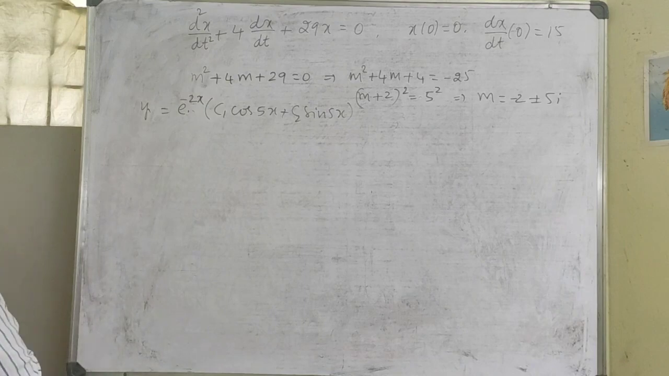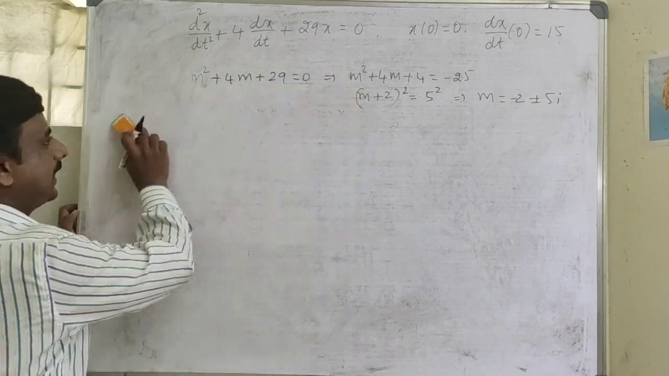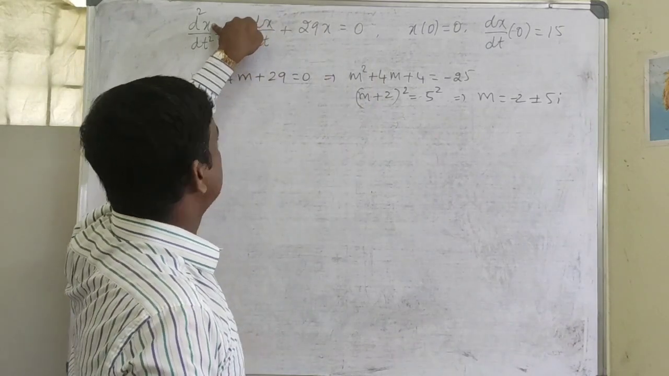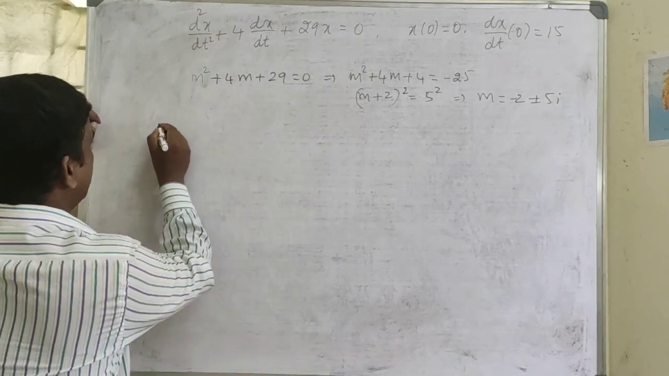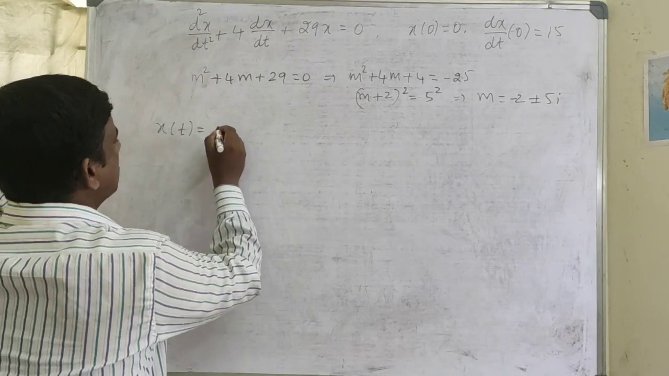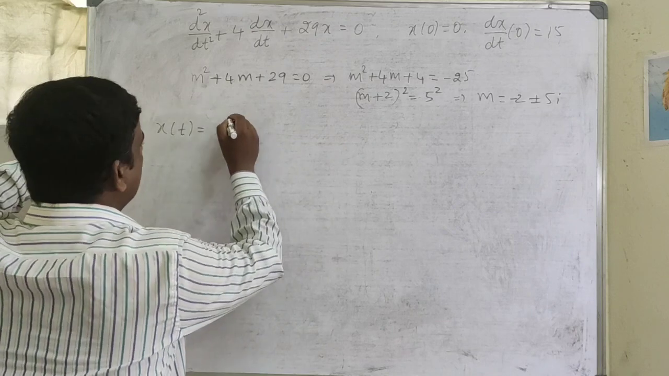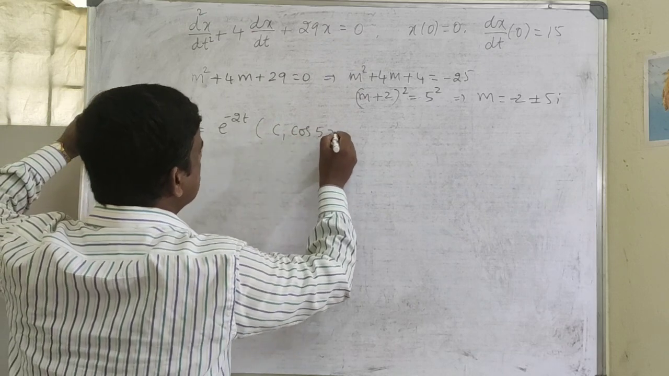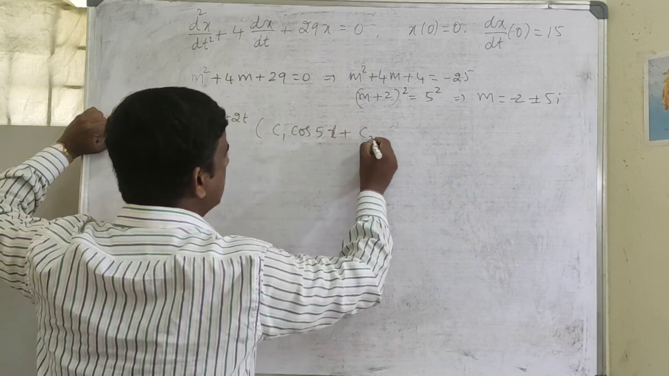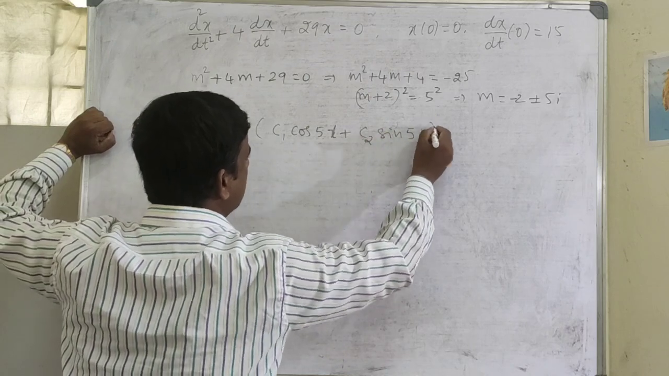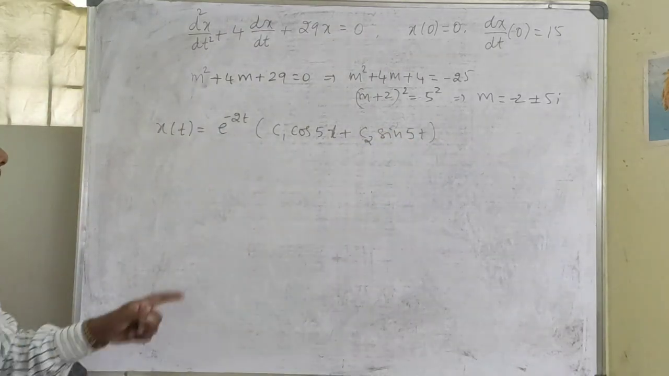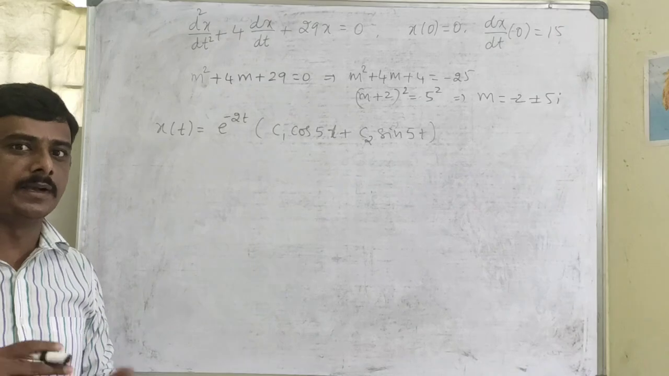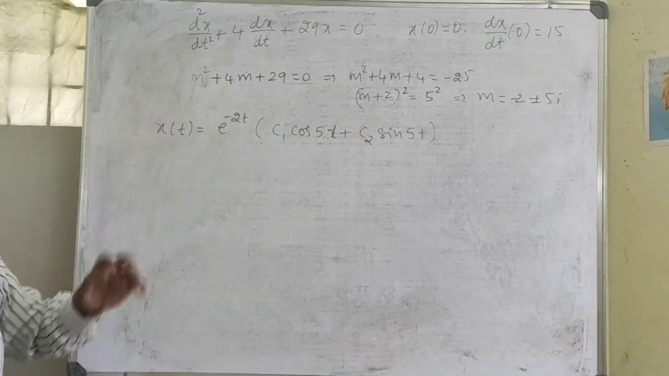One mistake we did here. We should be very careful writing the final solution. Here the dependent variable is x and the independent variable is t. So I should write x of t equal to e power minus 2t (c1 cos 5t plus c2 sin 5t). That is the mistake I did. So you should be very careful while writing the solution. You have to identify what the dependent and independent variables are. So this is the actual one.